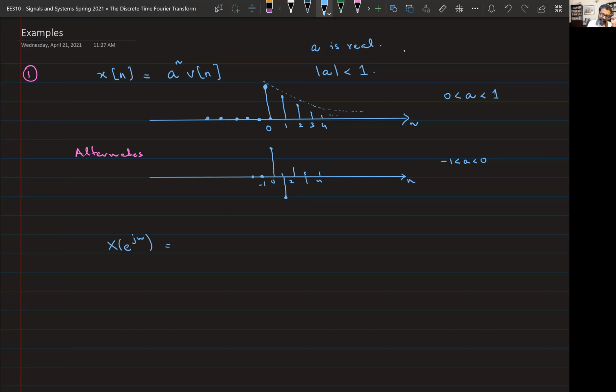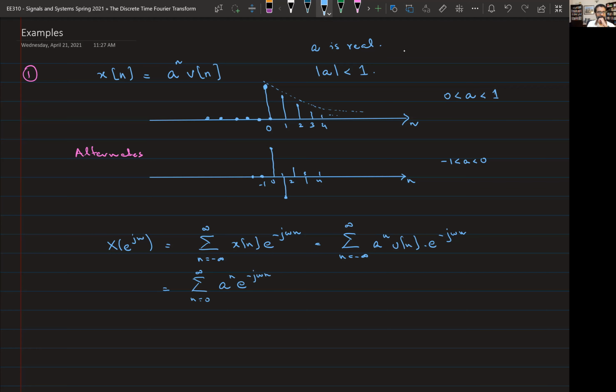The definition is summation n equals minus infinity to plus infinity x of n e raised to power minus j omega n, right? So that's the definition of the Fourier transform. Let me plug in what the signal is. This is a raised to power n u of n times e raised to power minus j omega n. And because of the u of n, the summation now goes from 0 to infinity. And this becomes a raised to power n e raised to power minus j omega n.